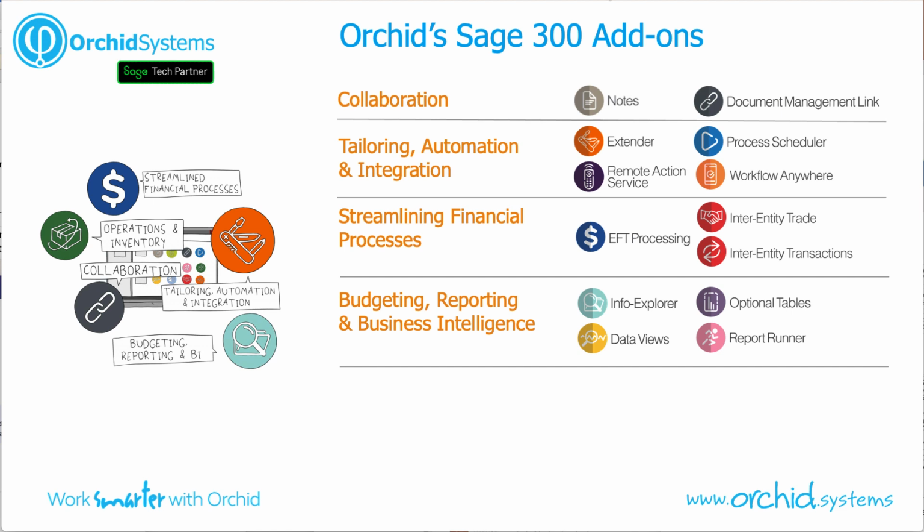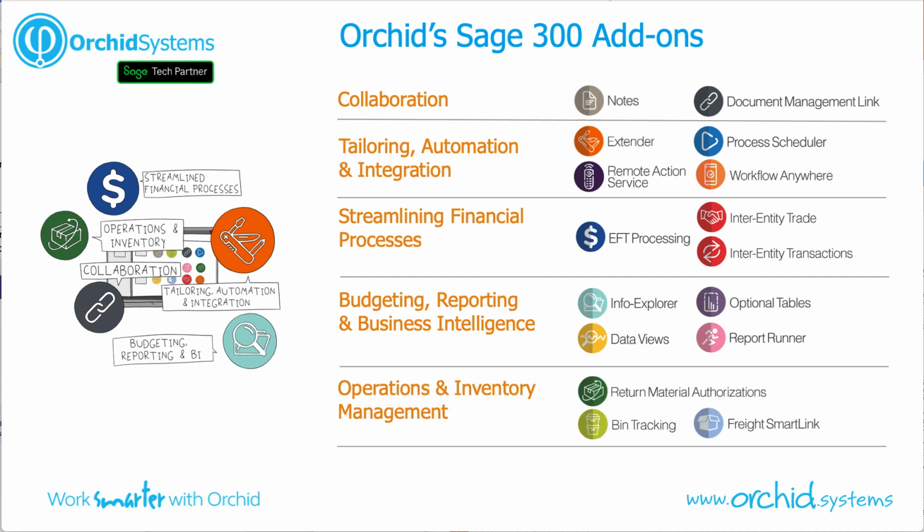And one tip there would be that you should endeavor to demonstrate Info Explorer using data that the prospect or customer currently works with. It gives the best feel for what the product can do in terms of data analysis. And lastly, we have operations and inventory management, which includes return material authorizations, bin tracking, and Freight SmartLink.